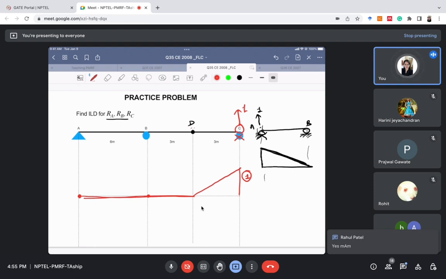I'll cover both indeterminate and determinate beams again, and we'll solve a lot of problems for IES and GATE as well, so that the concept sinks in. Those problems will be different from the ones I covered in the last class. So I can take another session on that, maybe I'll keep it for ILD only. Any other questions?